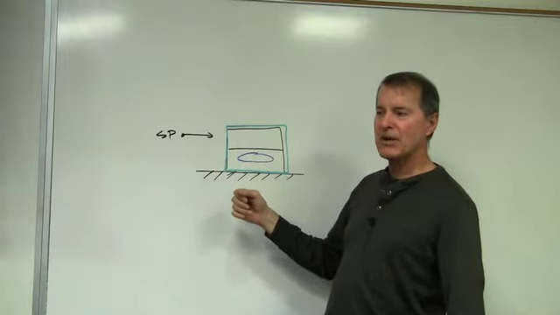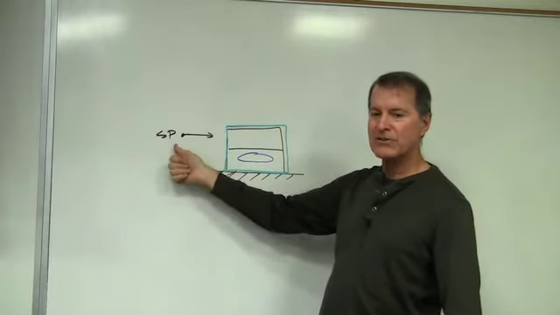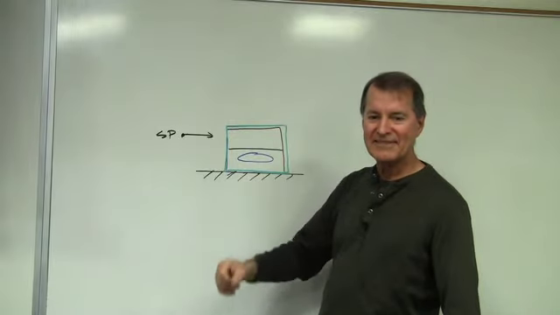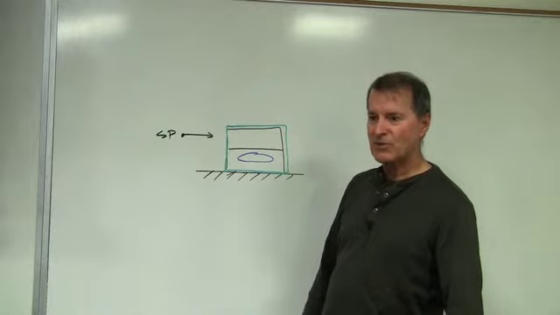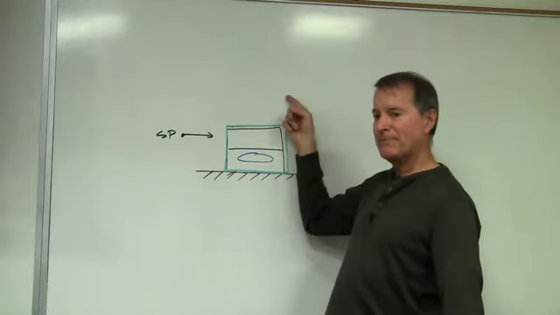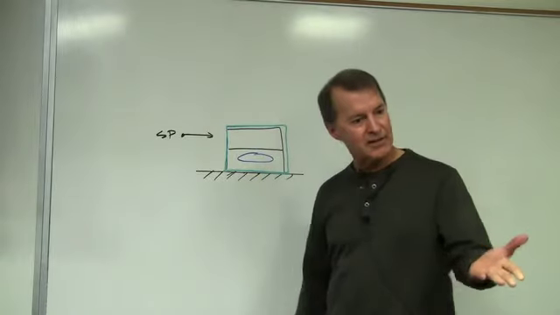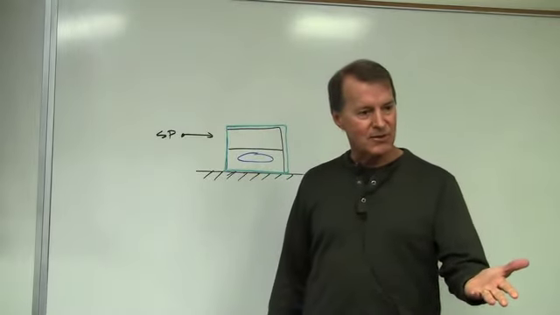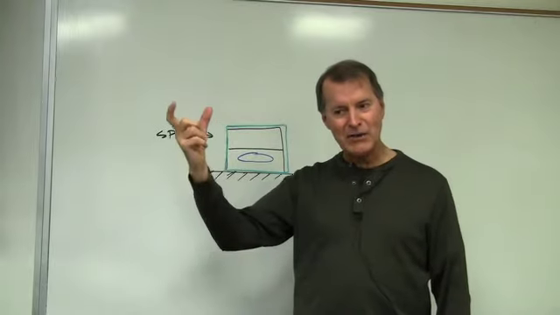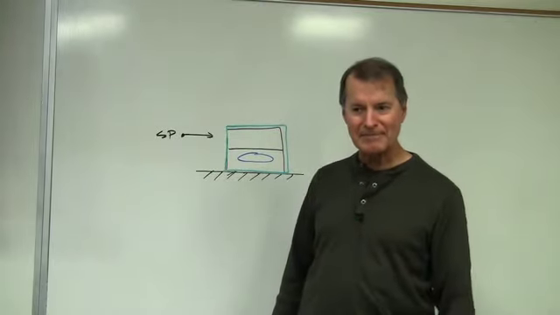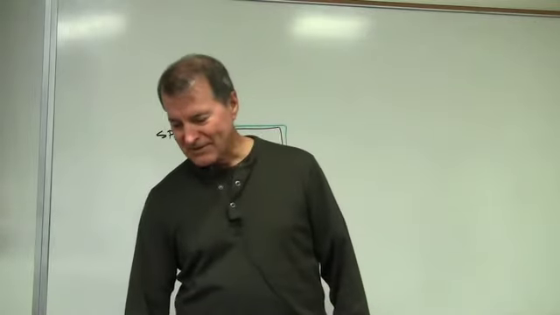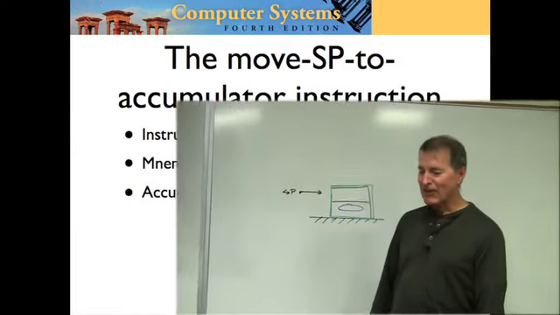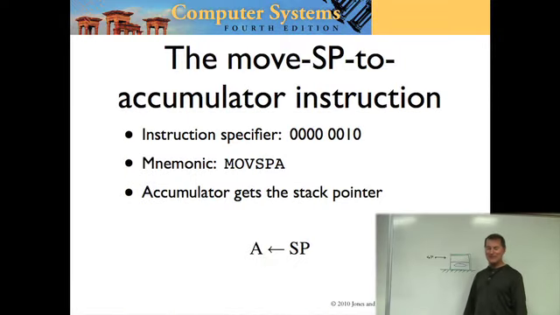So we need an instruction that takes the current value of the stack pointer and puts it where? Somewhere where we can add 2 to it and then push it. Into the accumulator. Exactly. We need an instruction that will take the value of the stack pointer and put it in the accumulator. Are you with me? Guess what the instruction is? The move stack pointer to accumulator instruction, and it's for just this purpose.